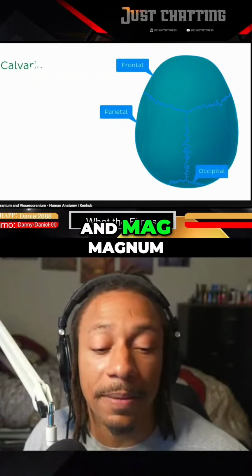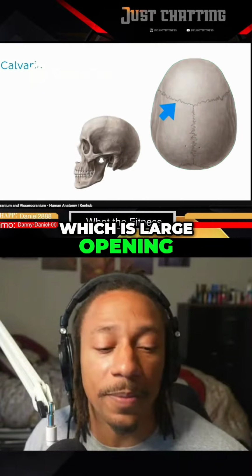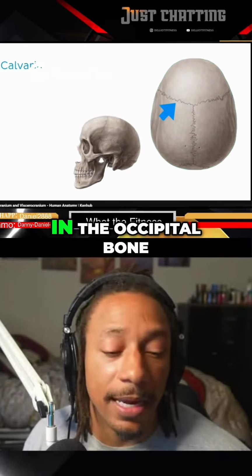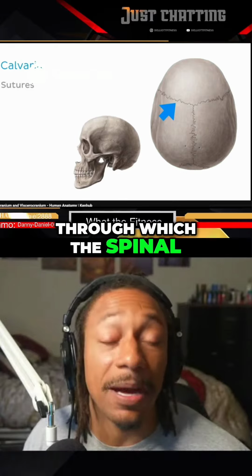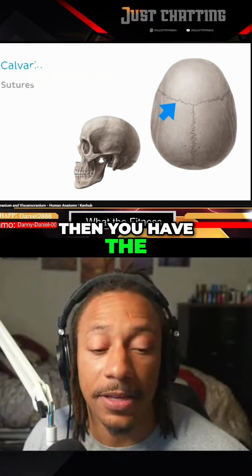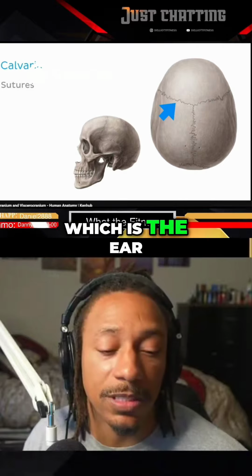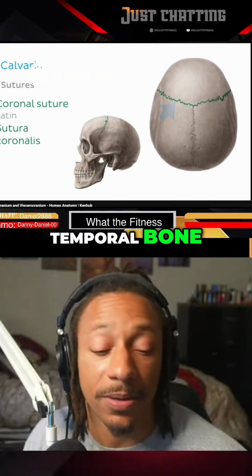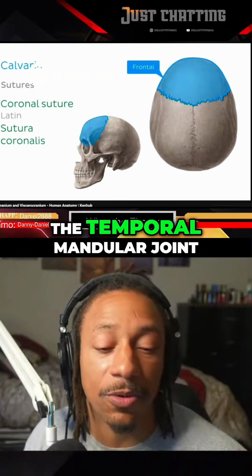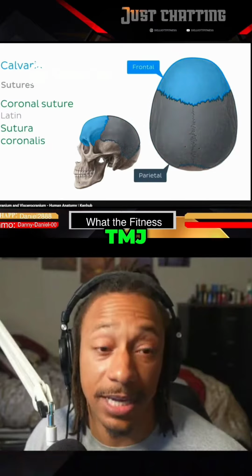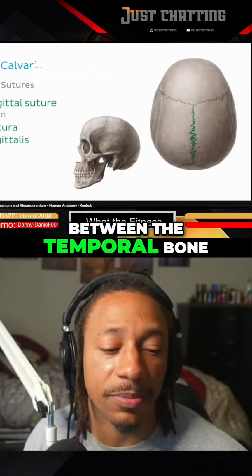You have the foramen magnum, which is a large opening at the base of the skull in the occipital bone through which the spinal cord passes. Then you have the external acoustic meatus, which is the ear canal passage in the temporal bone, and then you have the temporomandibular joint, TMJ, which is the hinge between the temporal bone and the mandible.